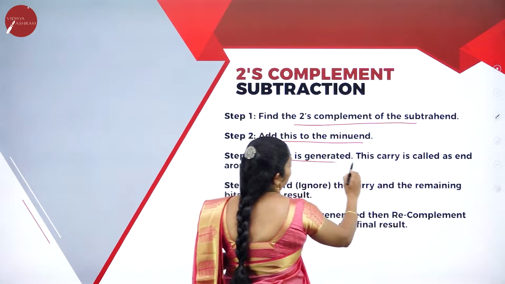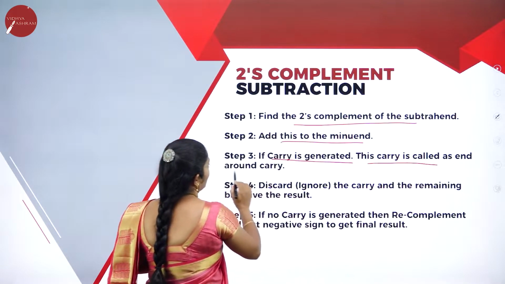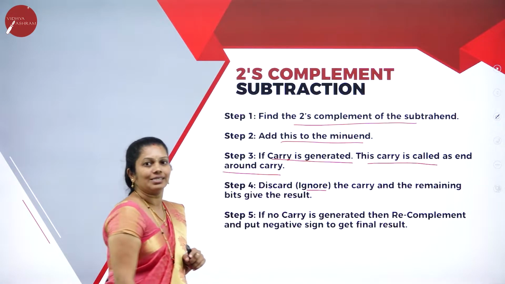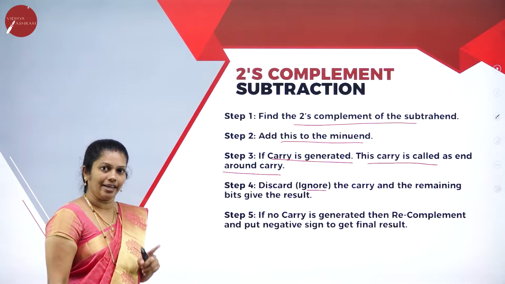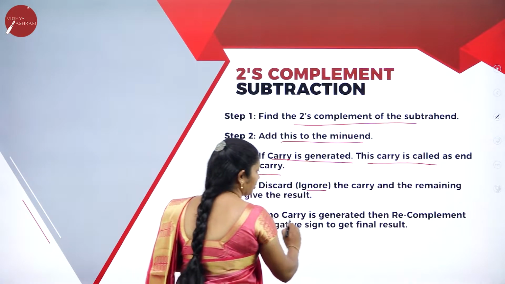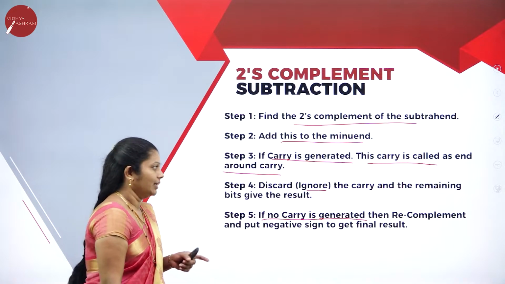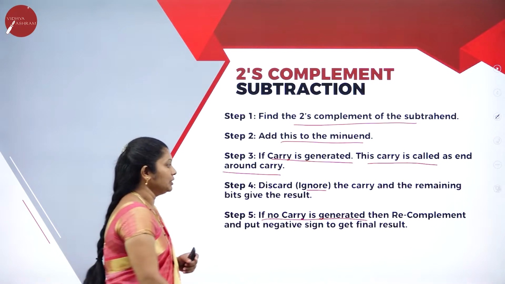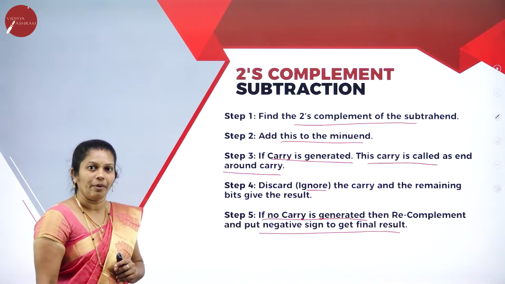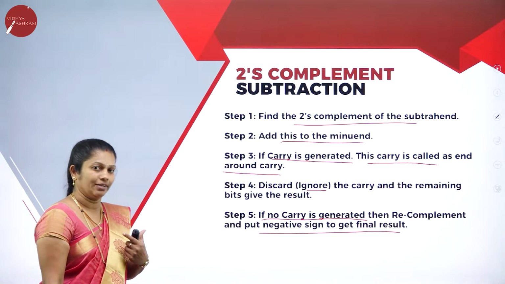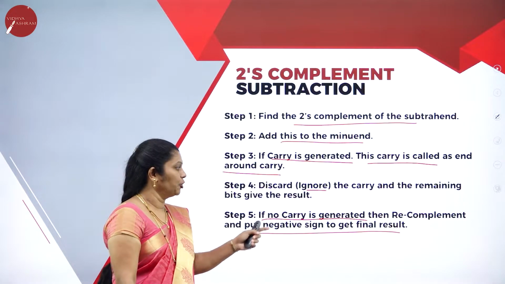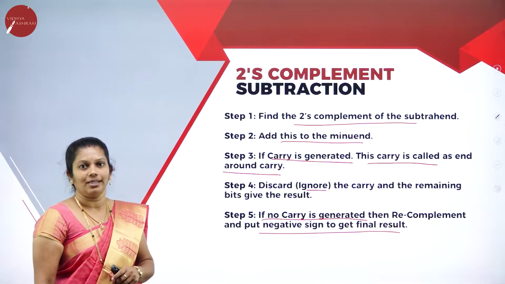If there is a carry generated, it is called end around carry, and we ignore that carry. If I get carry 1, ignore that carry. If there is no carry generated, then recomplement and put a negative sign to get the final result. Recomplement means whatever result we get, we have to convert into 2's complement and put a negative sign to get the final result.